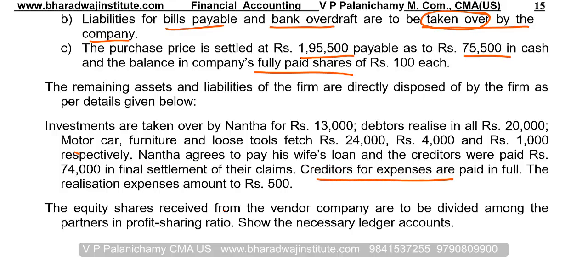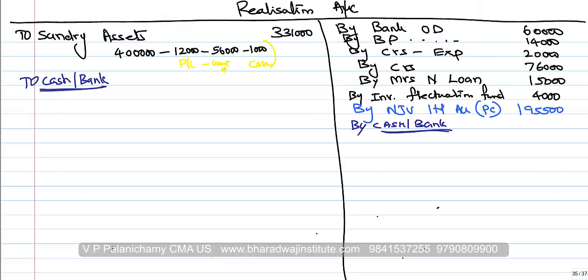Creditors of expenses are paid. Then realization expenses are how much? 500, like that, it is clearly mentioned. Based on this, we are going to record the amount realized and what? Paid. By N's capital account, this is for what taken over by Nanda? Which asset was taken over by Nanda? Investment. By N's capital account for the investment taken over. What is the value of investment taken over? 13,000.